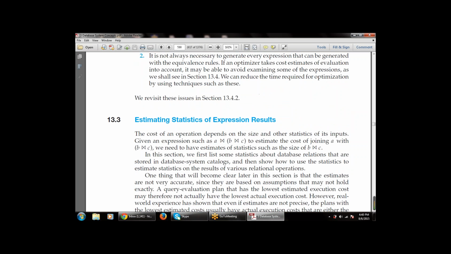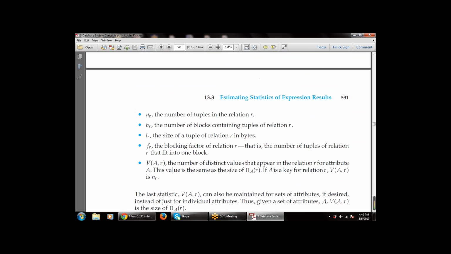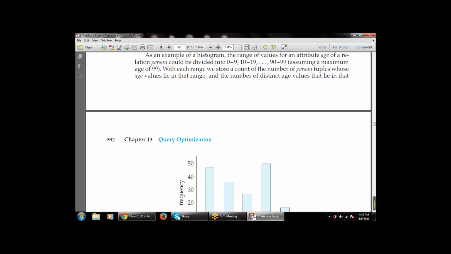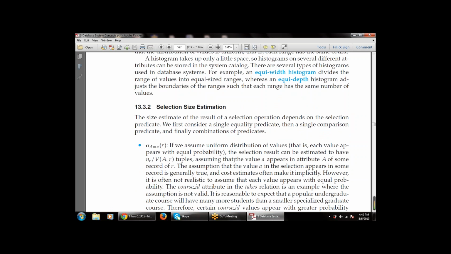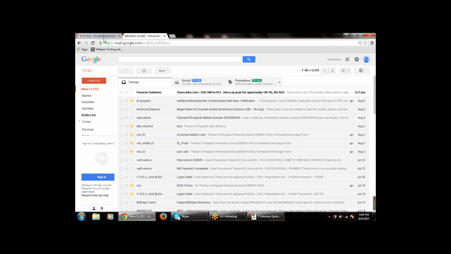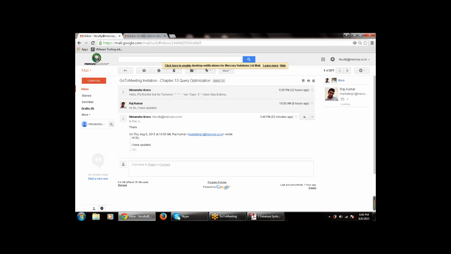Next is estimating statistics of the expression result. This is catalog information: how many blocks are required, and what the histogram is. This is shown with the help of the histogram. Then next is selection size estimation, that is, the selection size used in estimation for query optimization.